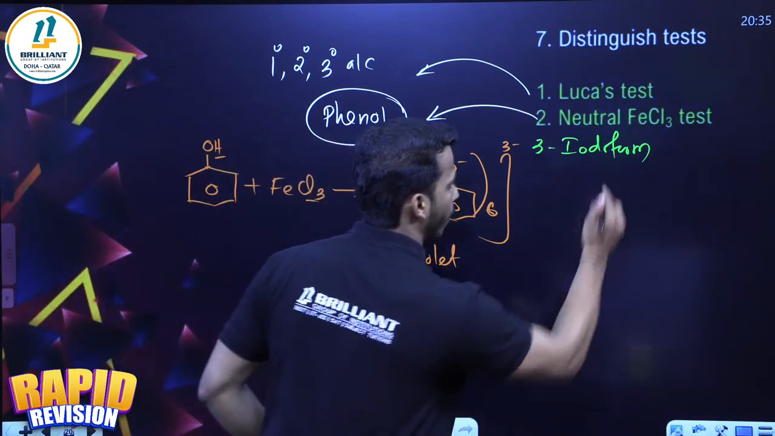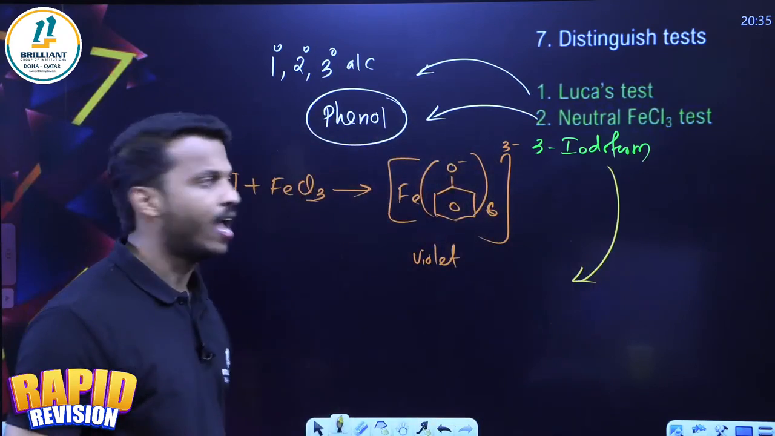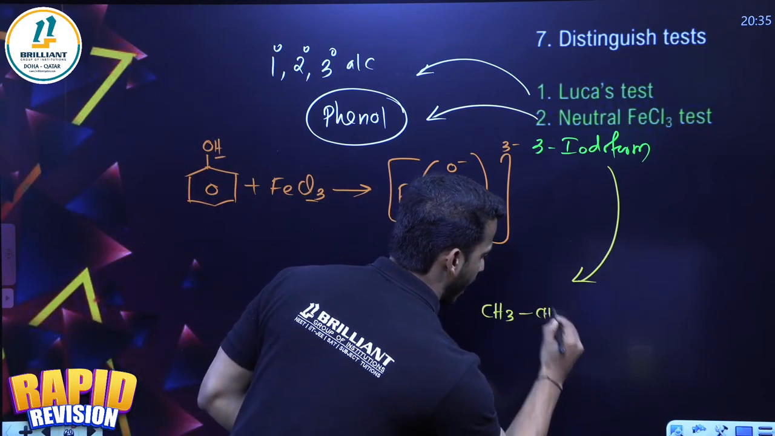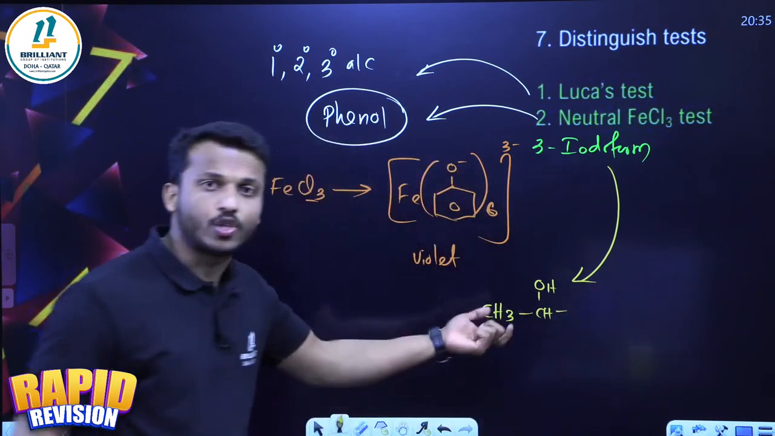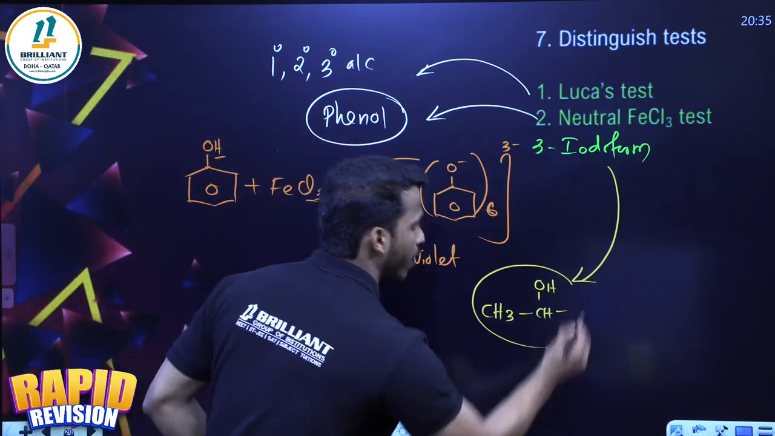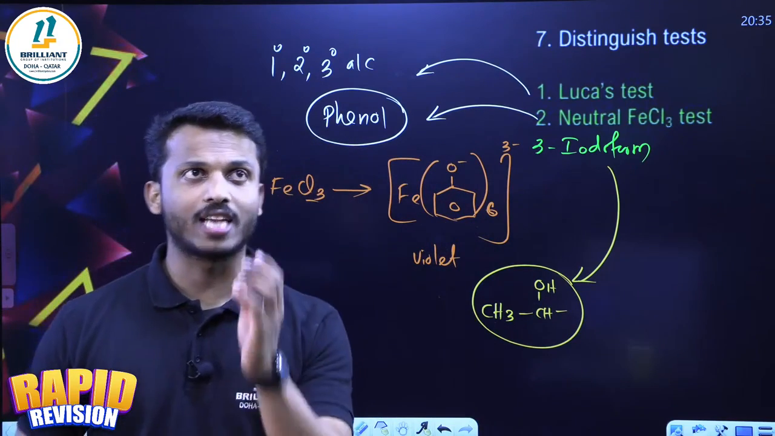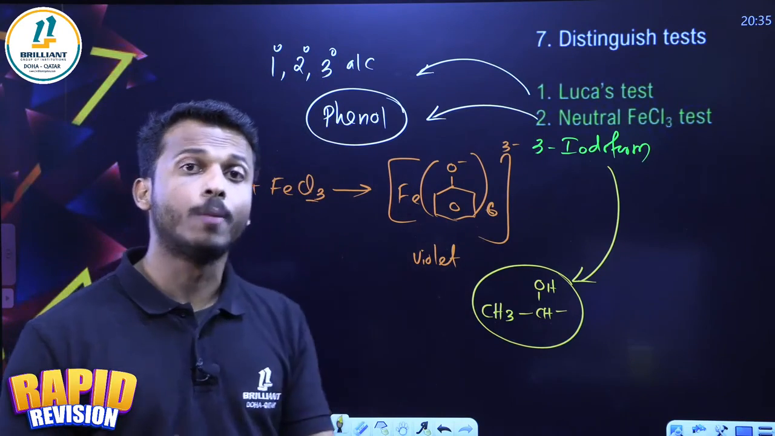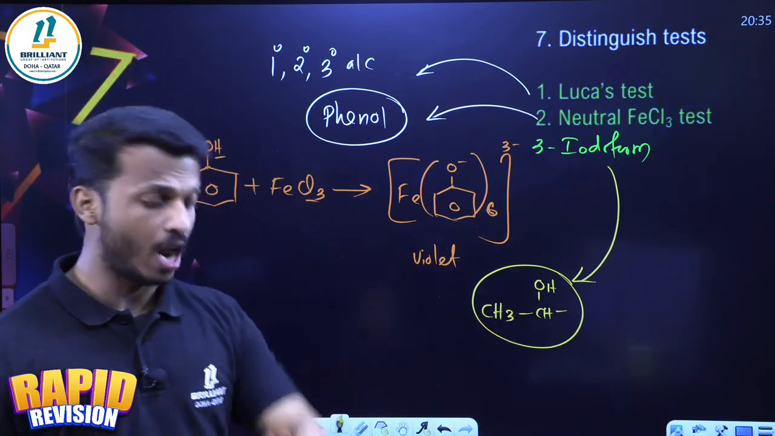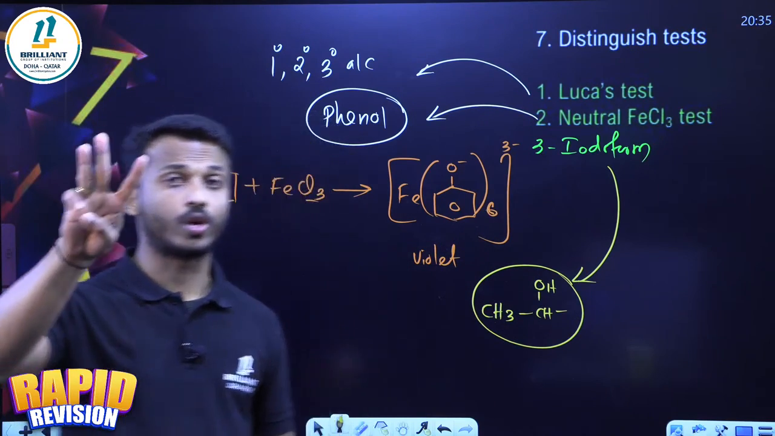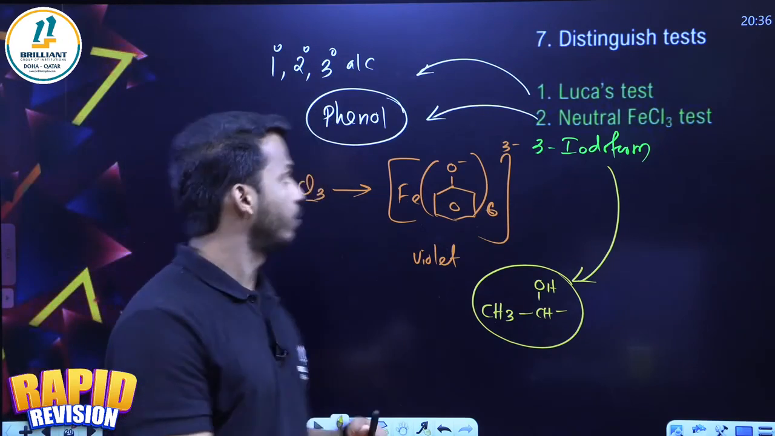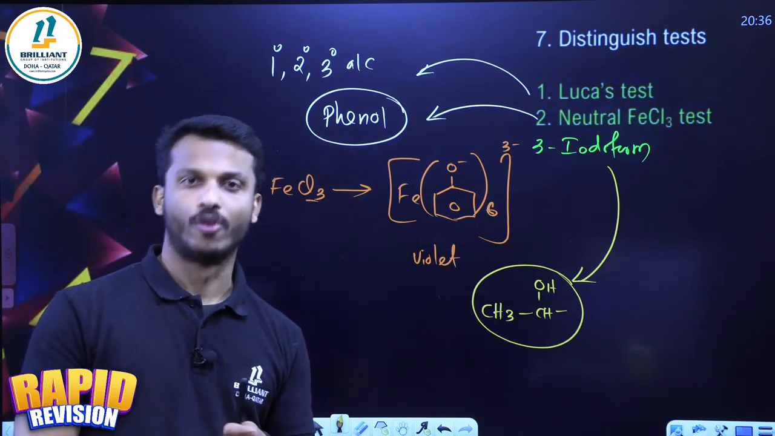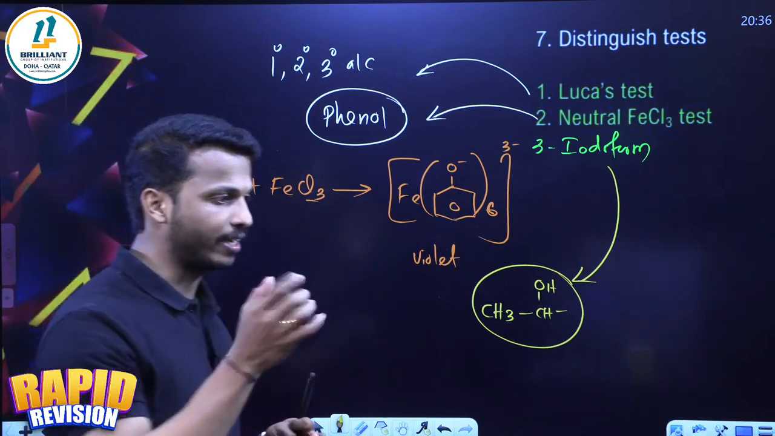Now the next one, iodoform. You know iodoform is yellow in color. The iodoform test is given by alcohol containing the CH3CH(OH) group. If this group is there in the alcohol, it will give you yellow colored iodoform. For example, propan-2-ol and propan-1-ol: how can you distinguish? We can use iodoform because propan-2-ol contains this group. So dear all, in the alcohol chapter there are three important distinguishing tests: Lucas test, neutral ferric chloride test, and the third one, iodoform test.